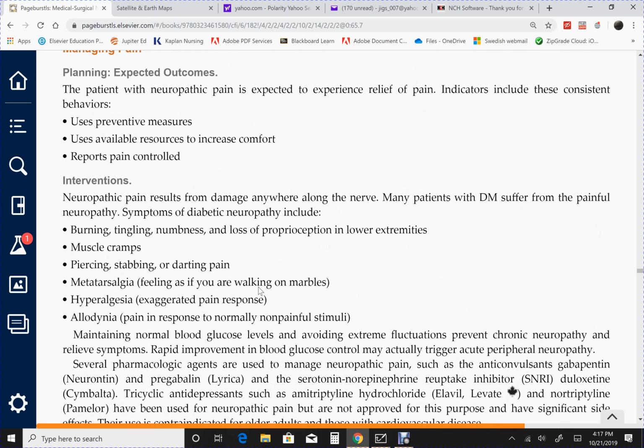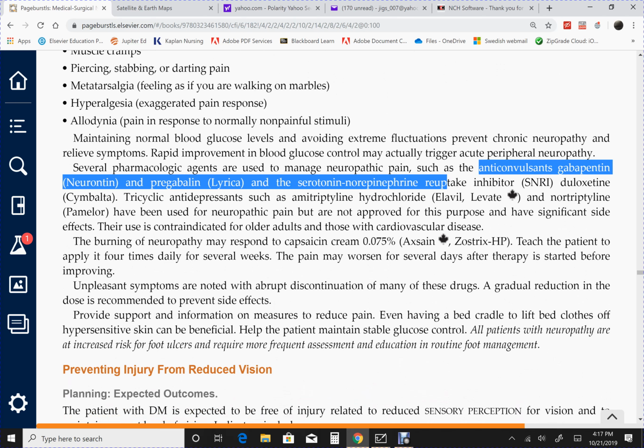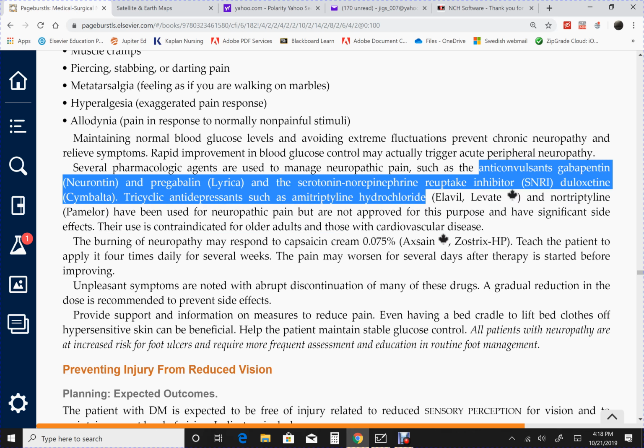Pain management, because they do have pain in peripheral neuropathy, and these neuropathic pains are usually managed with anticonvulsants like gabapentin. These are anti-seizure medications. They work very well for these types of pain. The opioids won't work very well for these, so we use either anti-seizure medications or antidepressants, specifically tricyclic antidepressants.